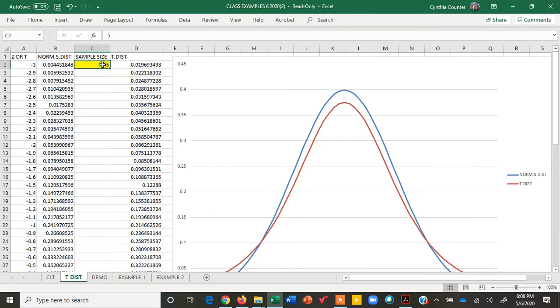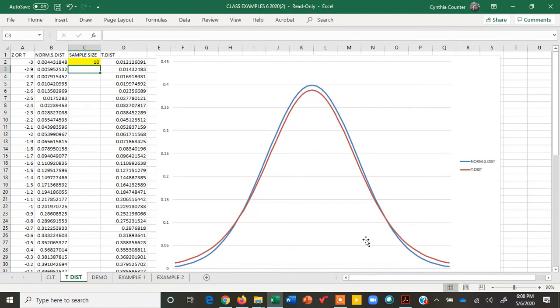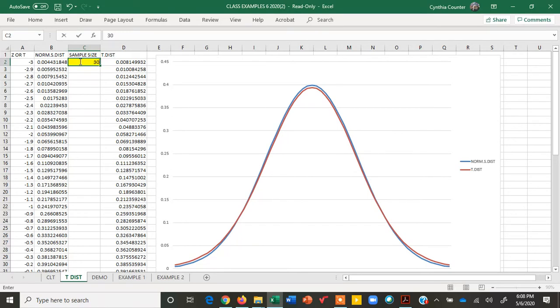Let's see, we had 10 already. Let's go back to 10. Tails getting closer together. I have to make this just a tad smaller so you can see the tails at the same time. Let's go to 15. See, getting closer. 20. Closer yet. Usually in textbooks they say, oh, by the time you hit 30, it's the same thing as the standard normal. And you see, okay, very close, but not quite.